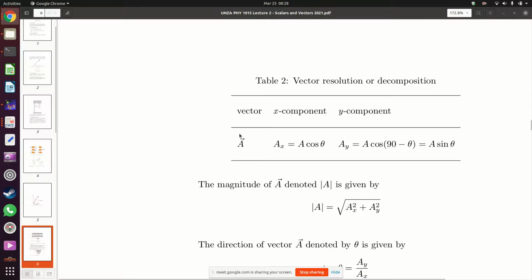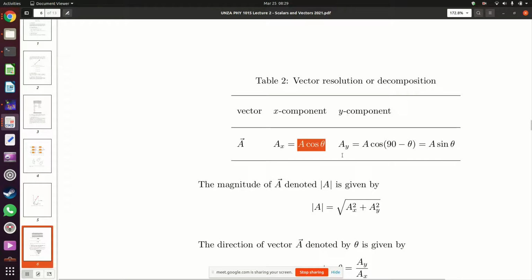So here you have your vector A. Usually what we do is you create a table like this, where you have the name of the vector in the first column, then the x component of the vector, and then the y component of the vector. So for vector A, in our case, the x component of vector A, written AX, that is how much of vector A is along the x-axis, that is, as we have seen, A cos theta.